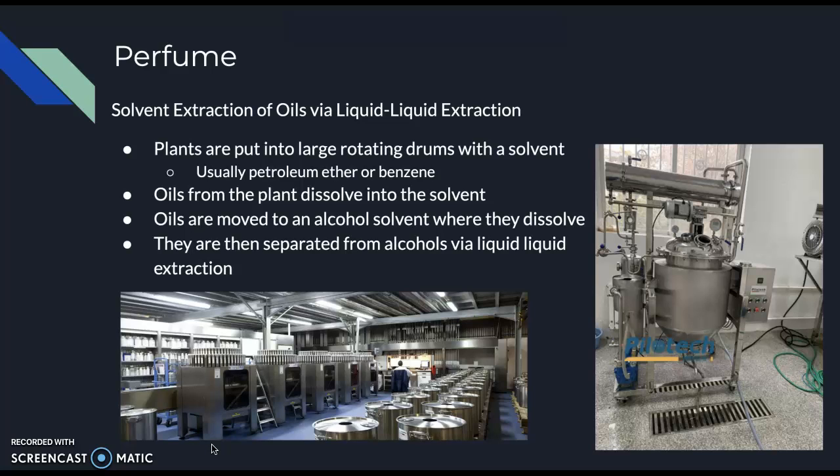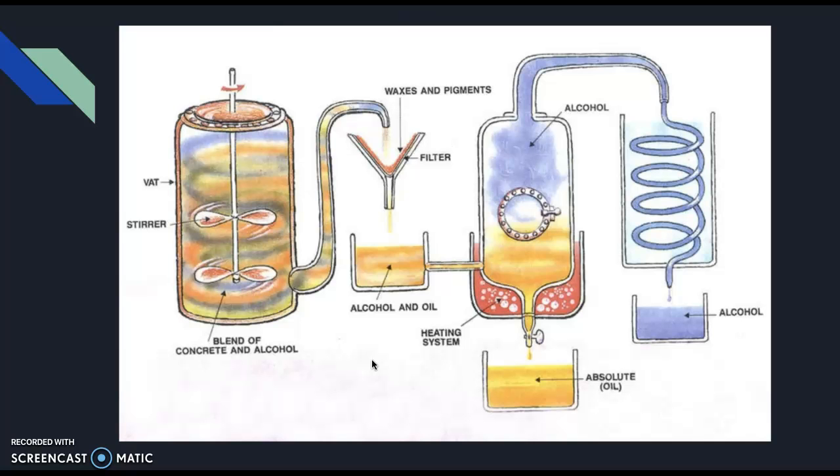And then on the bottom there we have a large scale look at what that would look like, and then on the right there is a single unit liquid-liquid extraction chamber for perfumes. And then a diagram version of this is on the left. We start with our plant matter, all of our solvents that reduce down to an oil, and then we'll dissolve that in an alcohol to remove any more undesired products through that liquid-liquid extraction.